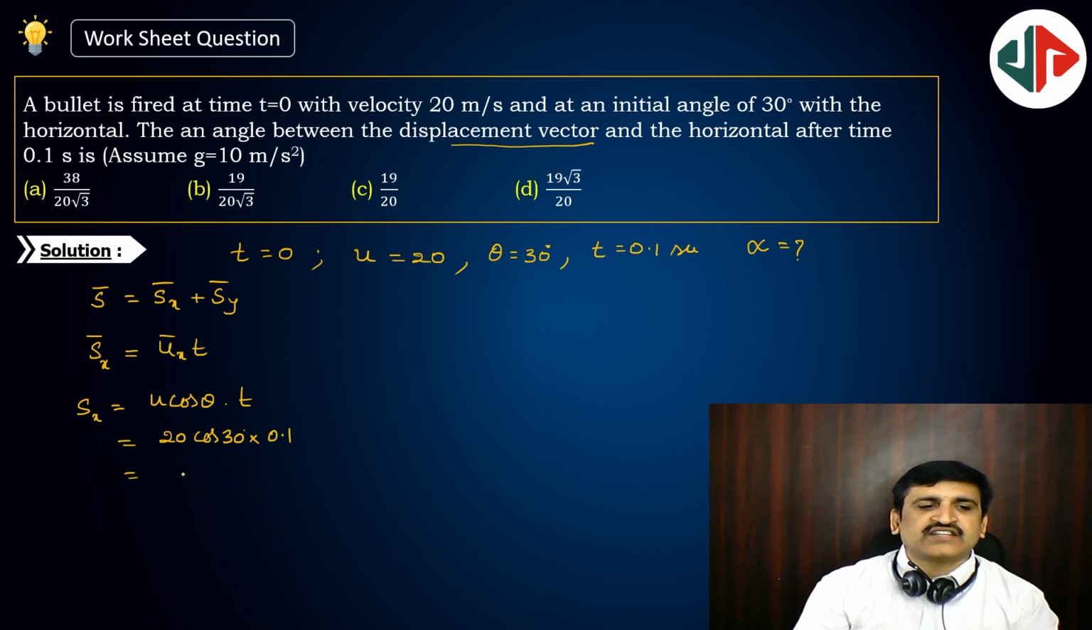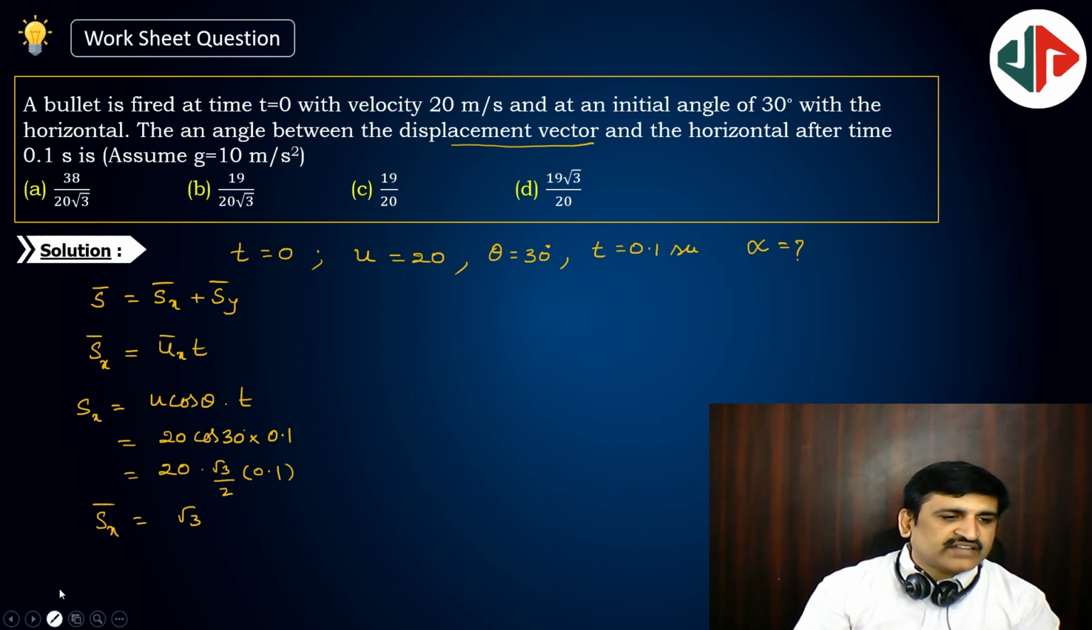What is the cos 30 value? You are right, root 3 by 2. Root 3 by 2 into 0.1. So the 2 will go, and 10 into 0.1 will be 1, so it is just root 3. So this is Sx, the horizontal displacement. What about vertical displacement? That also we will calculate separately.